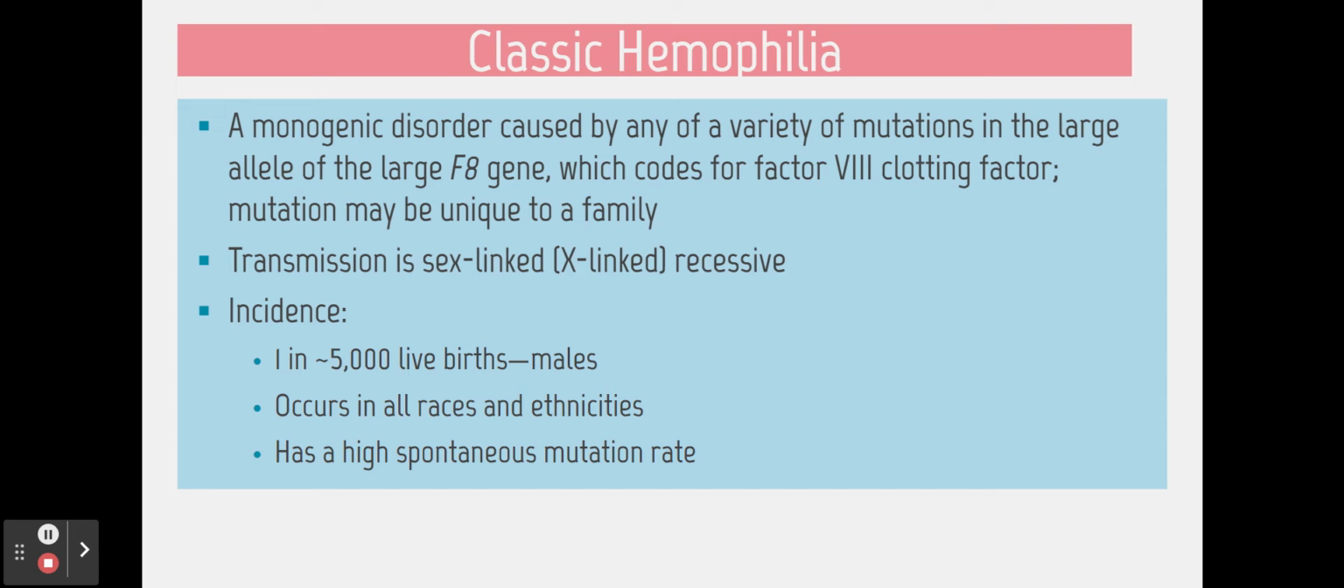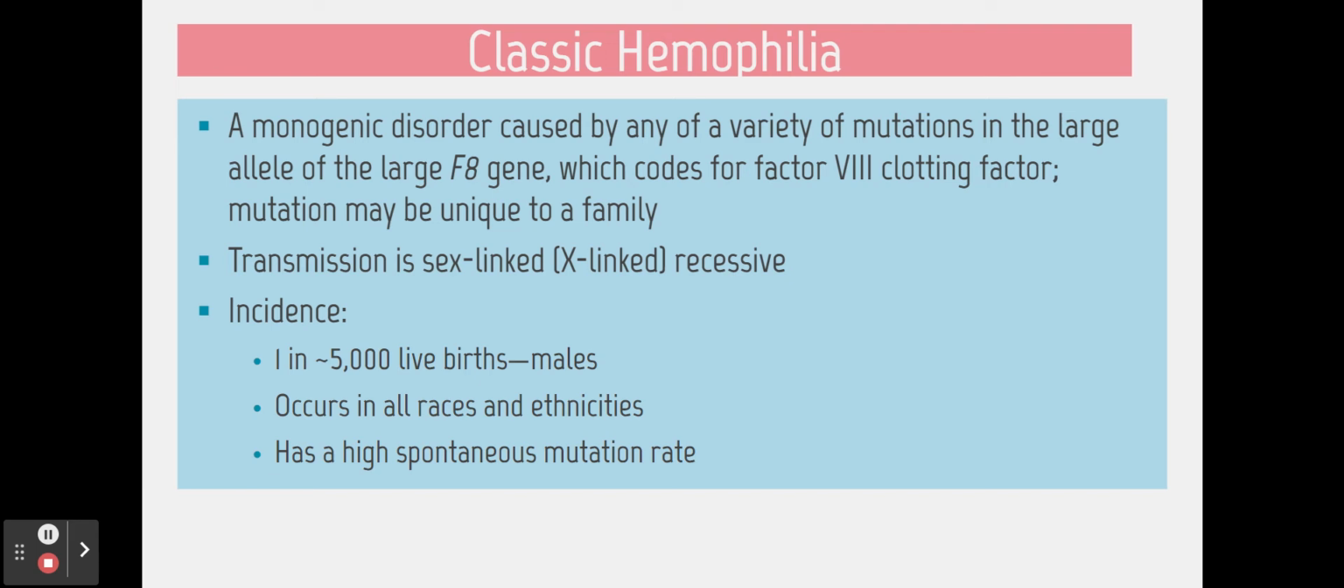Okay, so we're moving on to the next X-linked disorder. It is classic hemophilia. Classic hemophilia is very similar in inheritance, if not in symptoms. It is another monogenic, single gene disorder. It's caused by any one of a number of mutations in the F8 gene. F8 is called that because it codes for the factor 8 clotting factor.